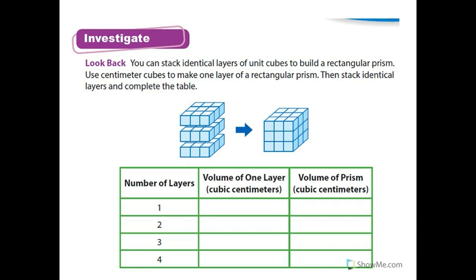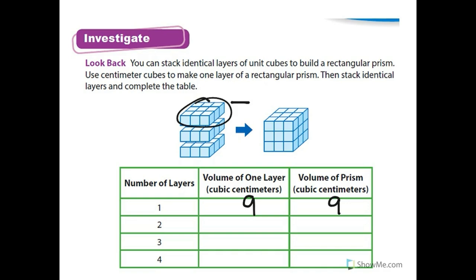Alright, it says, you can stack identical layers of unit cubes to build a rectangular prism. Use centimeter cubes to make one layer of a rectangular prism, then stack identical layers and complete the table. Well, they've already given us some layers here, right? What's in this one layer? Yeah, it's 9. So, volume of one layer and volume of the prism.